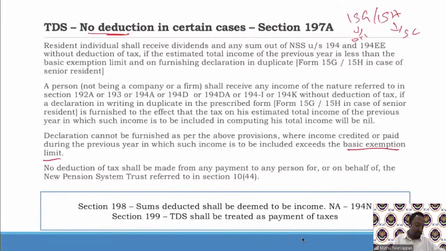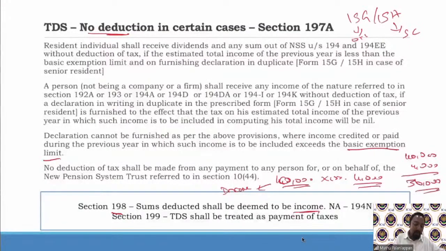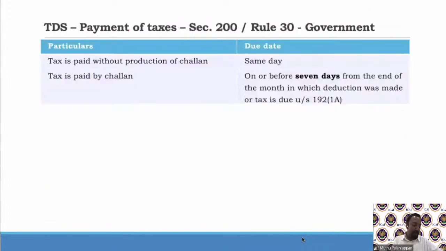Another provision of TDS, section 198, says whatever income on which TDS is deducted will be called your income. If 40,000 into 10%, 4,000, is deducted, 40,000 is still your income. The sum deducted shall be deemed to be income. So whatever is deducted as TDS is also your income. You will be paid 36,000, but your income is actually 40,000. So the actual income should be considered, not the amount after TDS.